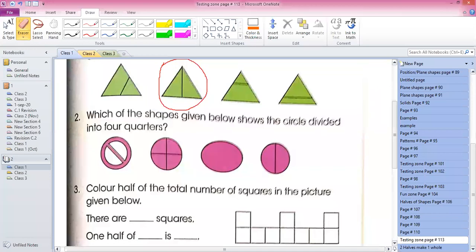Now question number two, guys. Which of the shape given below shows the circle divided into four quarters? Now you have to check the quarters. Which of the shape is divided into four quarters? Again, guys. Let's suppose this is A, B, C, and D. So I'm asking about A. Is it divided into four equal parts? Yes. Is it divided into four quarters?